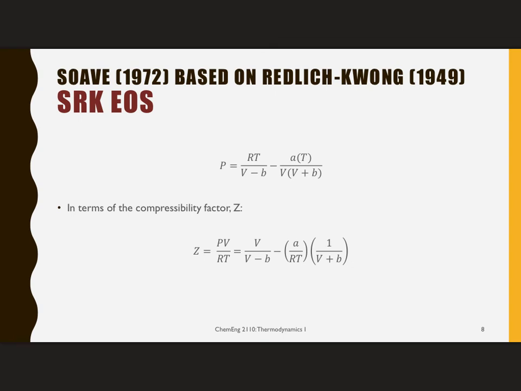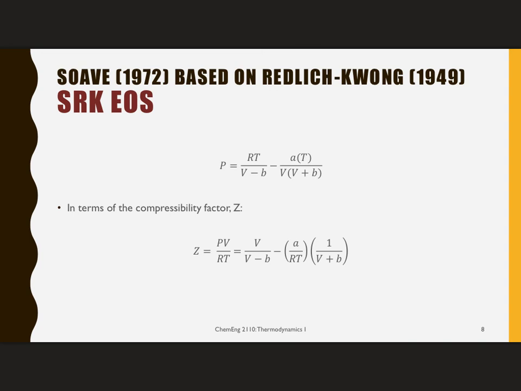So the first of these, well, there was a Redlich-Kwong equation developed in 1949, and that wasn't too bad. It was an improvement. In 1972, Soave improved the Redlich-Kwong equation, and we ended up with the Soave-Redlich-Kwong or SRK equation of state. This one is really very popular. In this, P is equal to RT over V minus B. We see that same first term, minus A, which is a function of temperature, over V times V plus B.